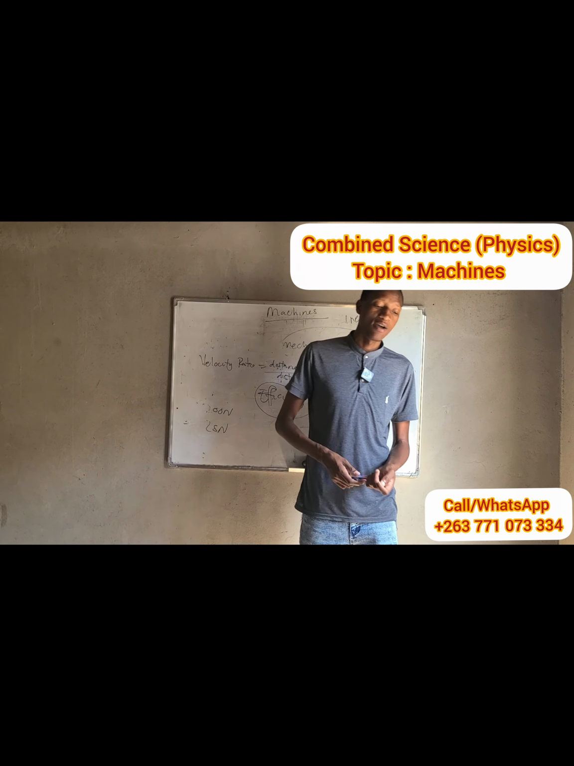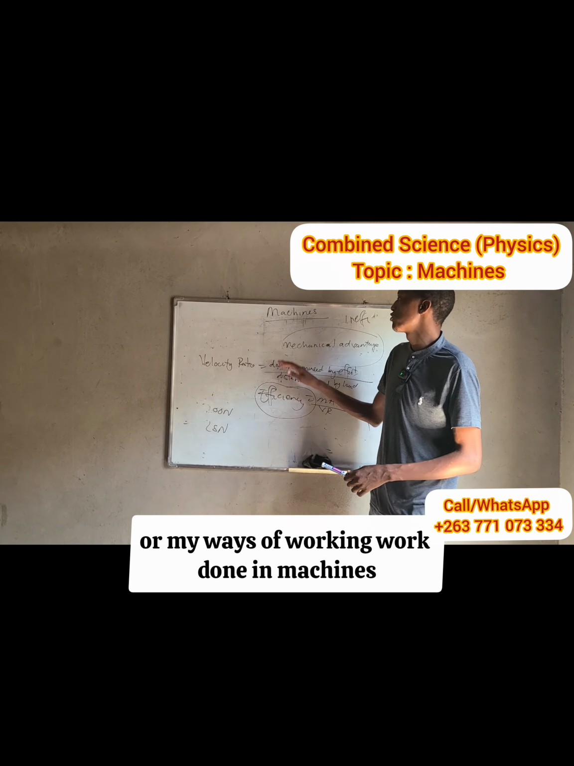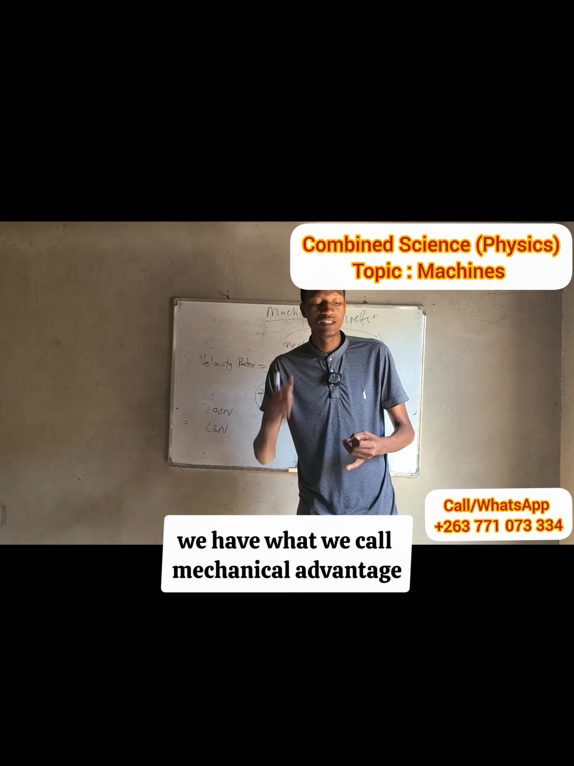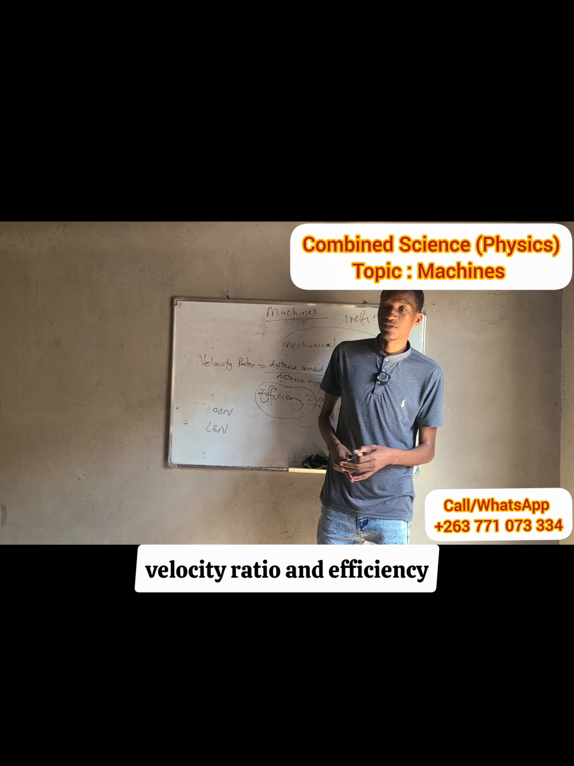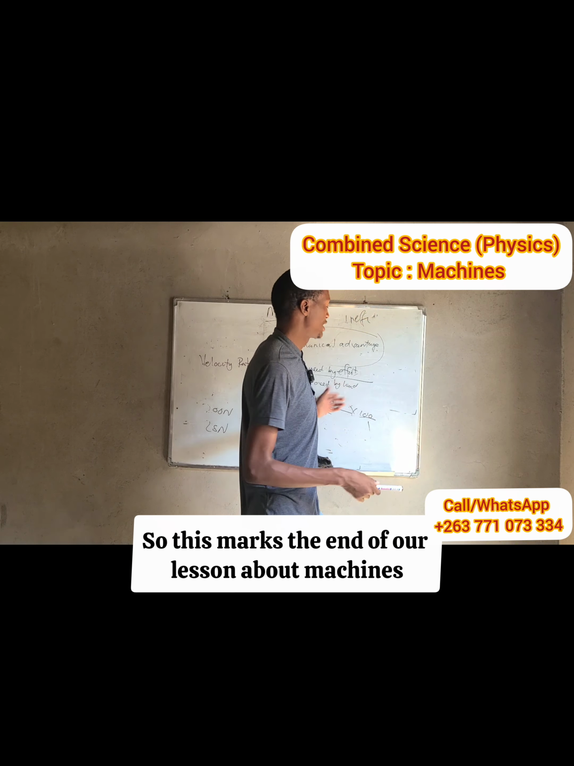So my ways of measuring work done in machines, we have what we call mechanical advantage, velocity ratio, and efficiency. So this marks the end of our lesson about machines.